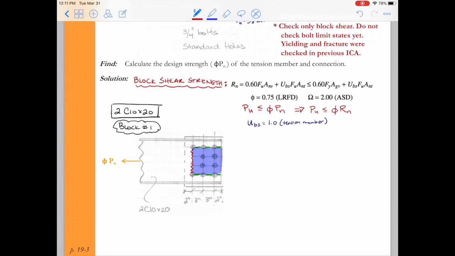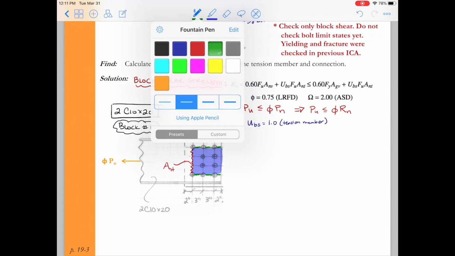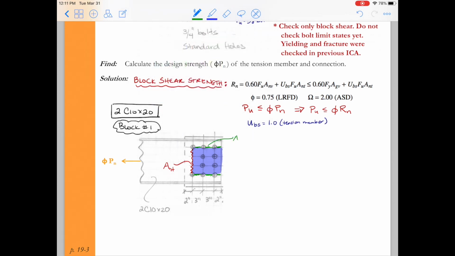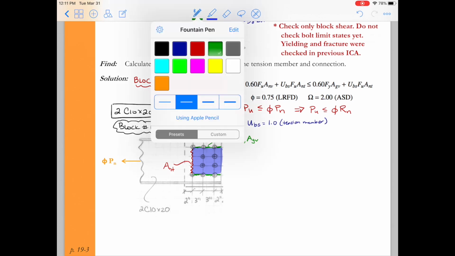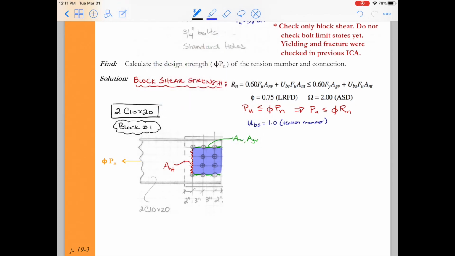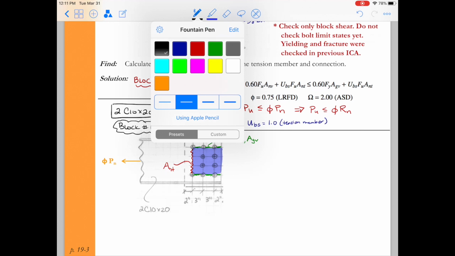All right, so we have two shear surfaces and we have one net tension surface, and that's for each channel section. So we just have to be careful when we do our calculations that we account for both channel sections in the total block shear strength at this connection. All right, so I'm going to do all my calculations for just one of these channels. And let me divide my page up a little bit so you can clearly separate the calculations here from the information above.